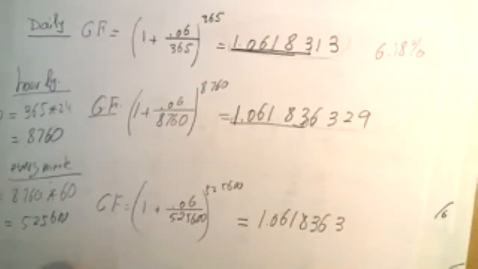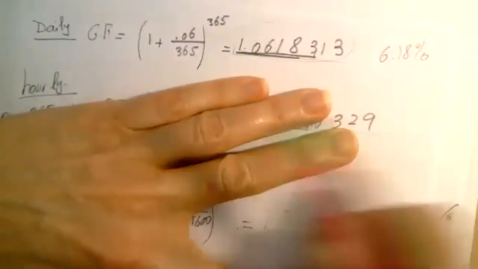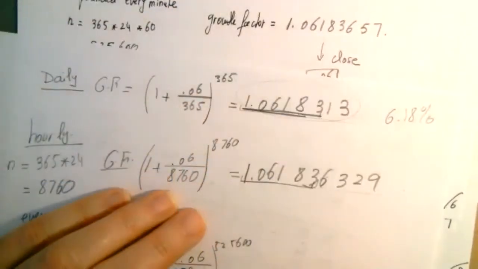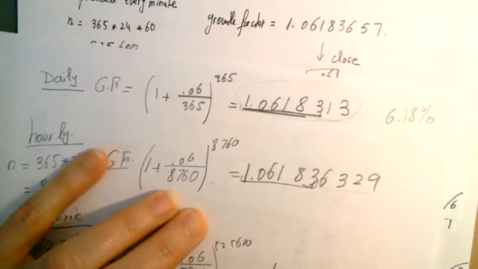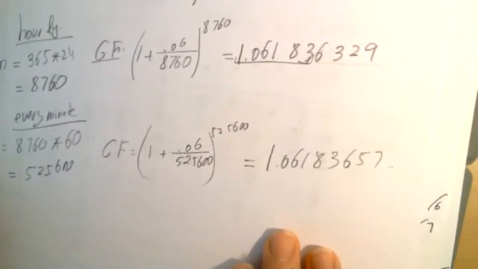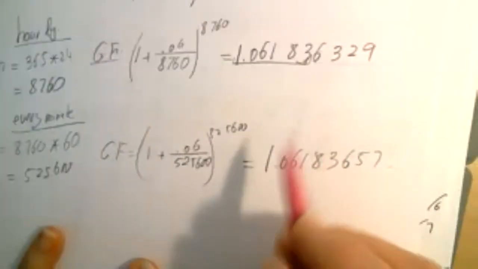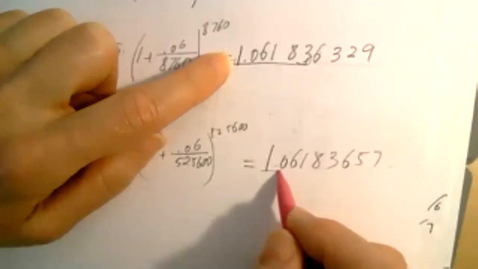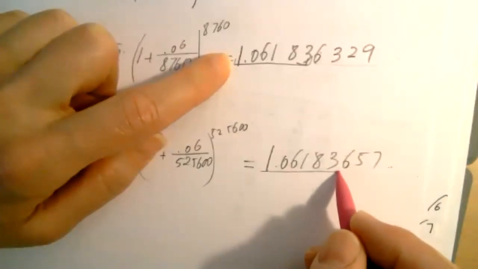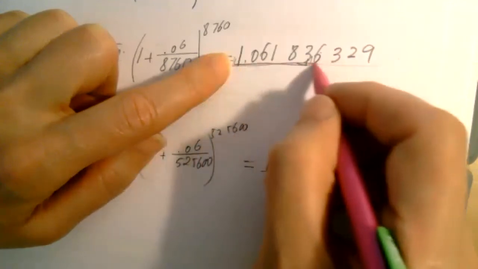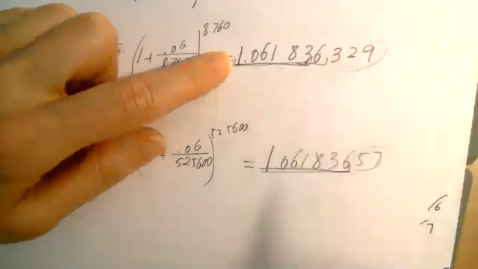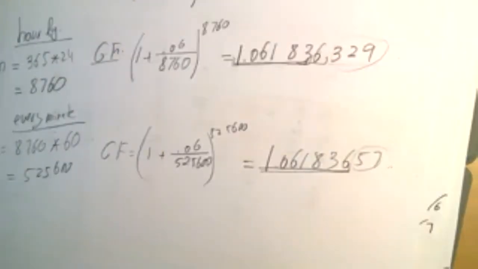No, sorry, I'm copying the wrong number. So if we do that, we're going to get 1.0618367. And very soon I'll stop this madness. So what's happening here? How much do they agree? 0.0618 and 36. So those two agree up to this decimal, and then they start changing a little bit. All right?